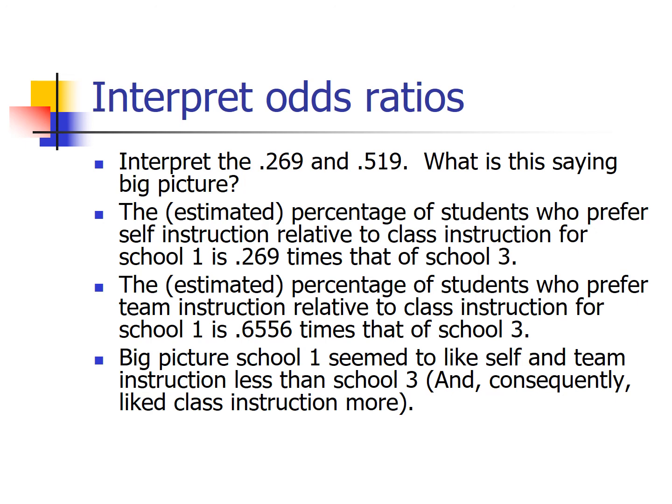Maybe it's not so much that they like that more. Maybe they like the self-instruction less because it's based off computers and they just have older computers and slower internet. There could be a number of reasons. That's something we'd have to look into. But the idea is, how do we go from these numbers to a big picture statement? Okay, school one seems to like self-instruction and team instruction less than school three, and also seems to like traditional instruction more.